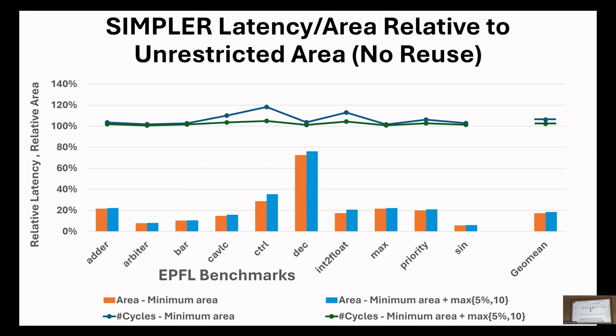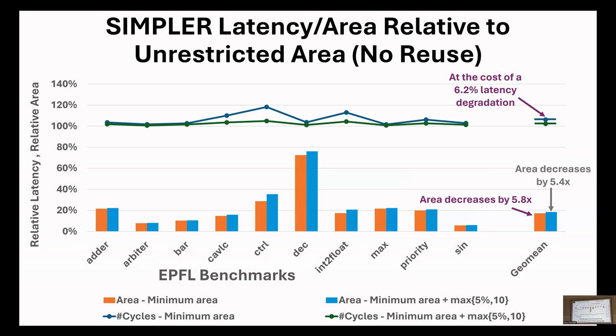So if we look at the area reduction, it's the area relative to the unrestricted area. We can see here that on average the area was decreased by 5.8x at the cost of a 6.2% latency degradation. And if we are allowed to add a few more cells, a maximum of 5% or 10 cells, we can see that the area decrease is quite similar, but the latency overhead was reduced to 2.3%.